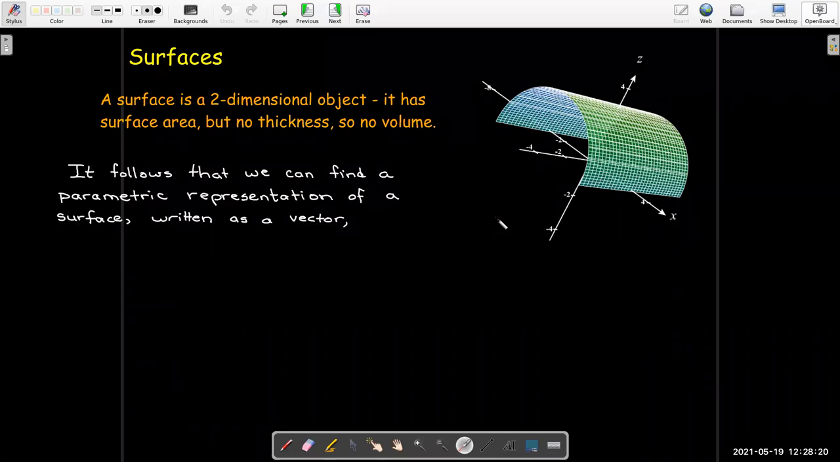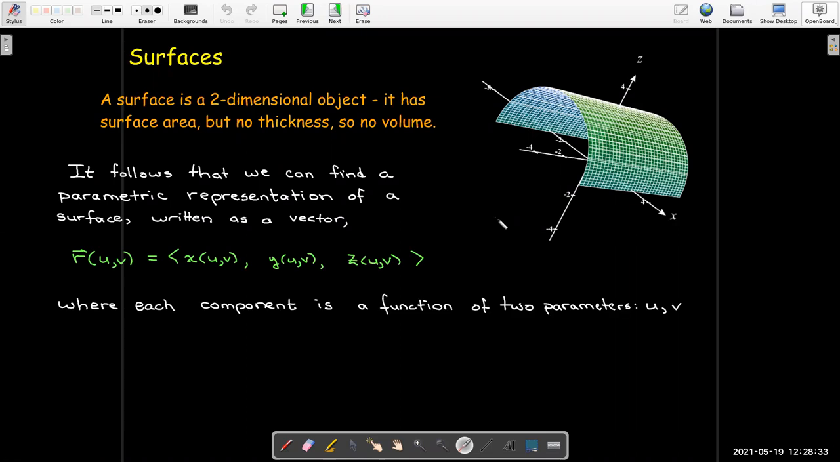So since it's a two-dimensional object, it would make sense that we could find a parametric representation of a surface, which we could write down as a vector, where each component depends on two parameters, because we have two dimensions. And really what we're looking at here when we rewrite it in terms of u and v is a change of variables. So a lot of the things that we do with parametric surfaces should remind you of our analysis when we were studying the change of variables in order to evaluate double integrals.